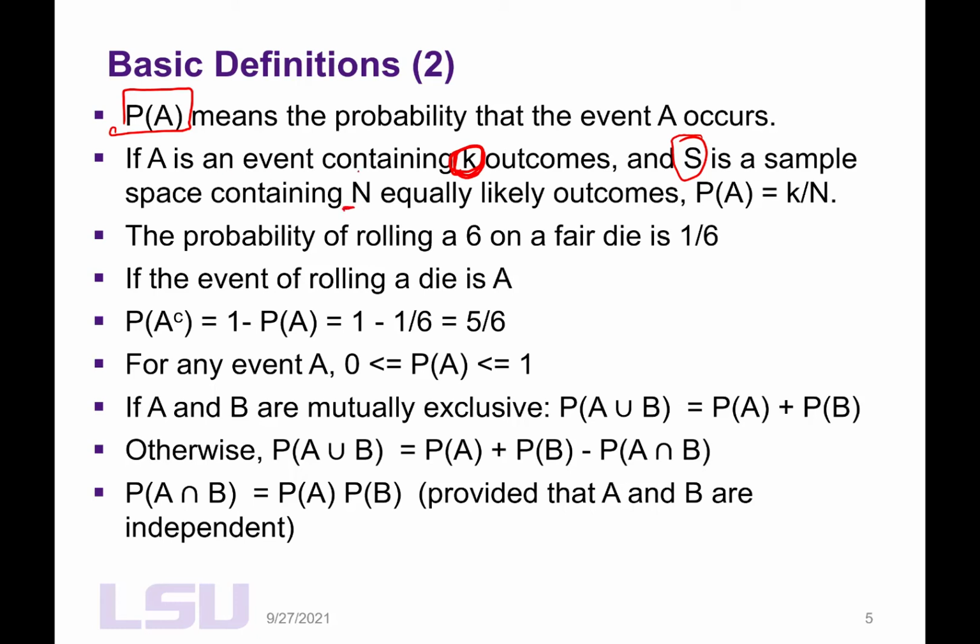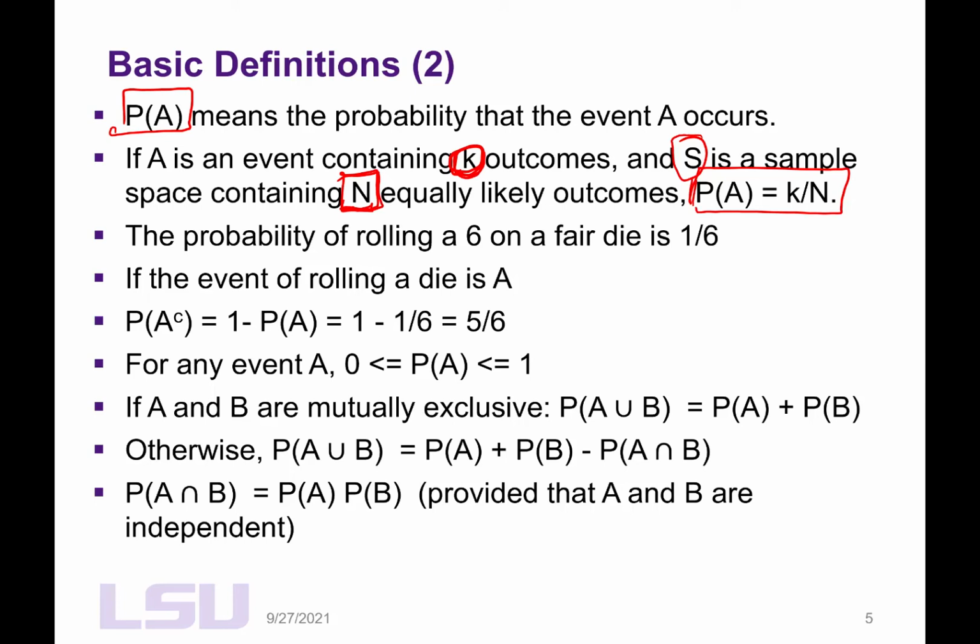If A is an event containing K outcomes, and S is the sample space containing N equally likely outcomes, the probability of A is simply K over N. So if this sounds a little abstract, let's take an example.